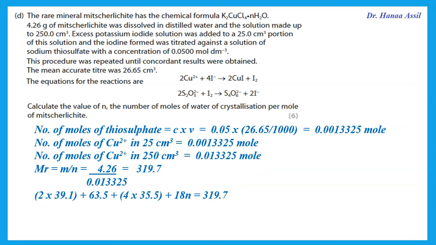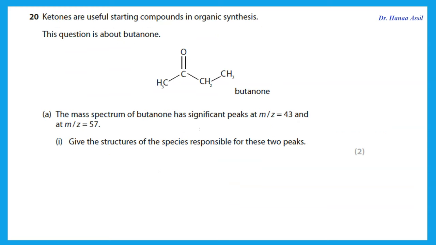I know we have 2 potassiums, 1 copper, 4 chlorines, plus the part of the water, which we're going to call 18N. That is the MR of H2O times N. So the total of that is 319.7, and solve for N. So if we solve for N, N comes out to be 2. So that is the number of moles of water of crystallization.